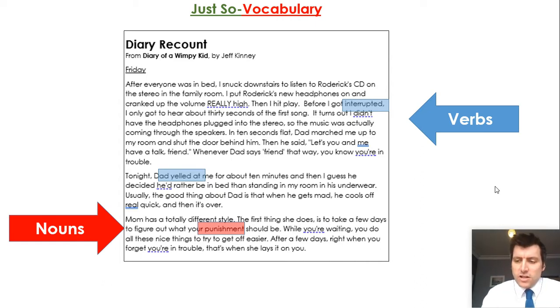The general features of the diary entry we'll talk about in a little bit. But the key point I'm trying to make here is that even when we're writing informally, as diary entries tend to be, we can still show that rich vocabulary.